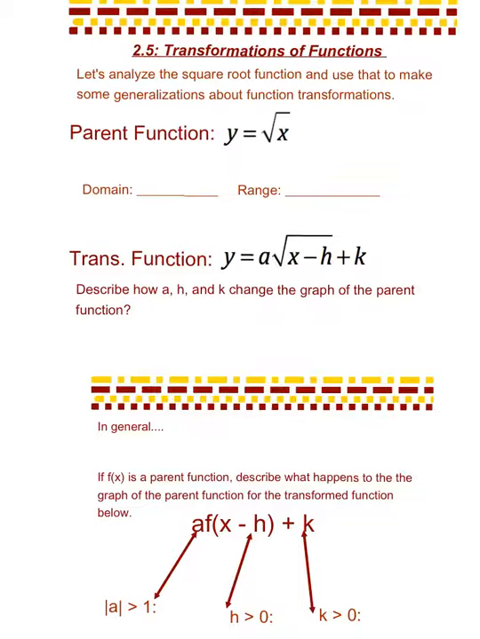Everyone. So today we're going to do lesson 2.5 on transformations of functions. We're going to start out with a little investigation using the square root function, and I've made a GeoGebra file for you guys to open, and it already has the three sliders A, H, and K in it that we're going to take a look at, see how they affect this graph.